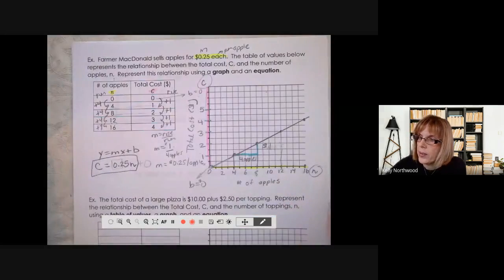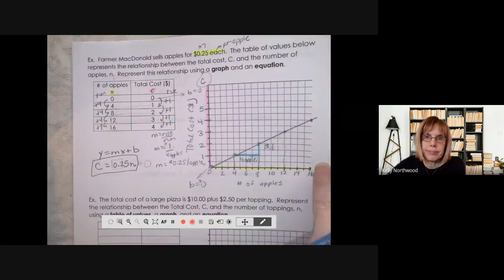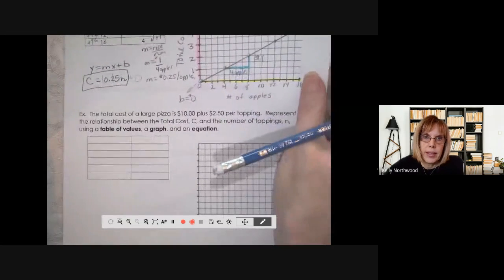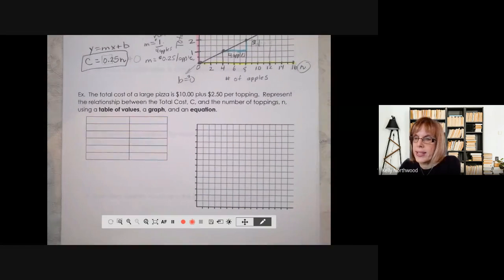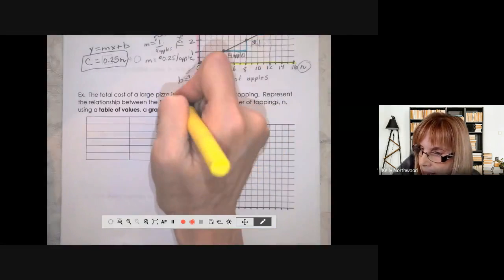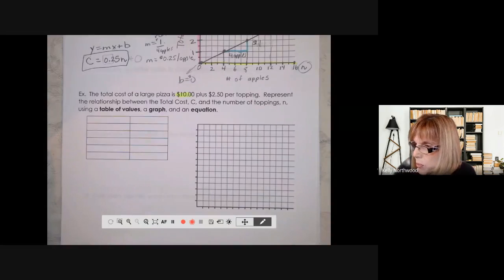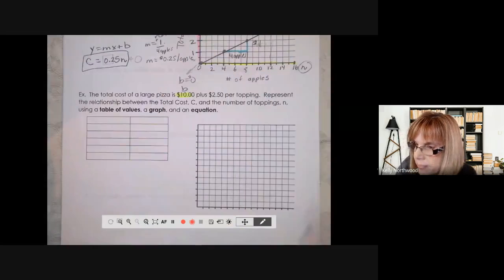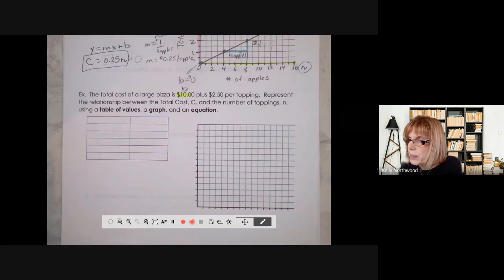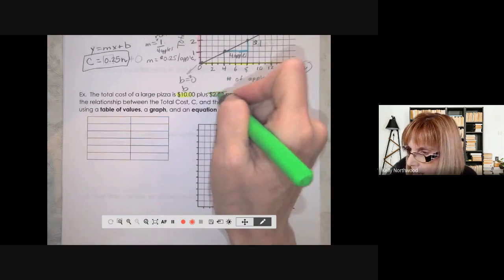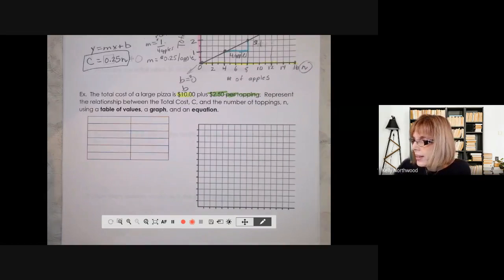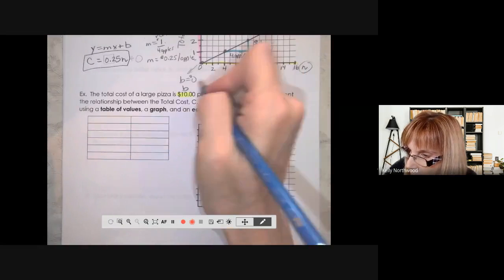All right, our last question for session 1. The total cost of a large pizza is $10 plus $2.50 per topping. So just to get a large pizza with no toppings is $10. So I'd be thinking, there's my B. Plus $2.50 per topping. So as soon as I see that word per, I'm thinking that's my rate, $2.50 per topping. That's going to be my rate M.